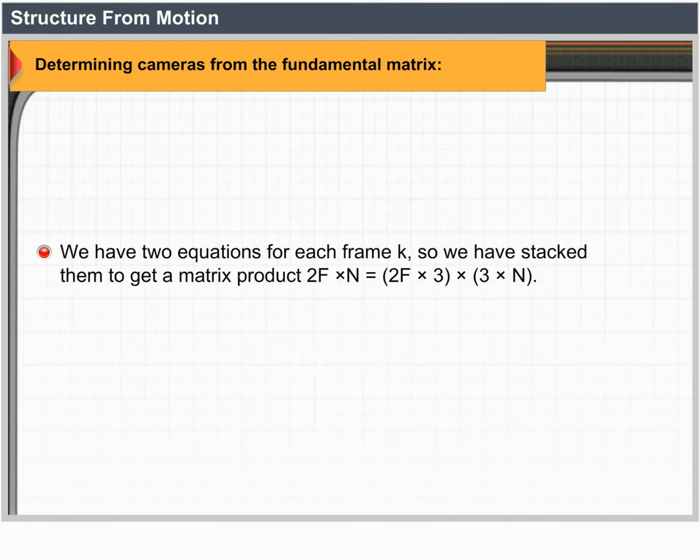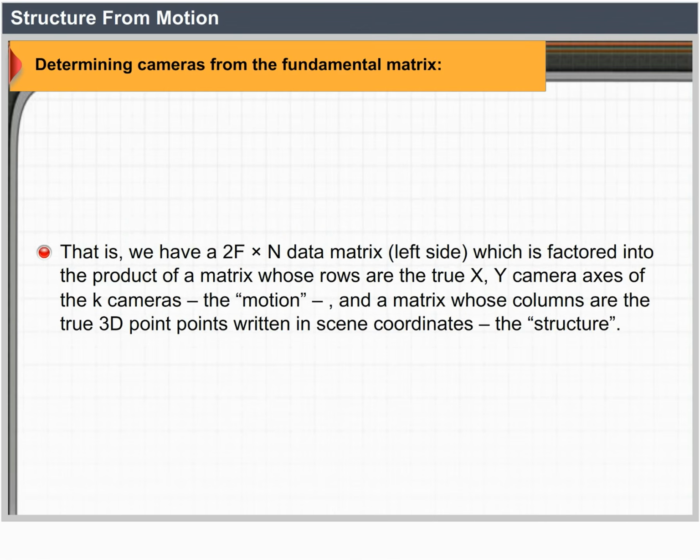That is, we have a 2F cross N data matrix, left side, which is factored into the product of a matrix whose rows are the true x, y camera axes of the k cameras. This is known as the motion. And a matrix whose columns are the true 3D points written in scene coordinates is known as the structure.